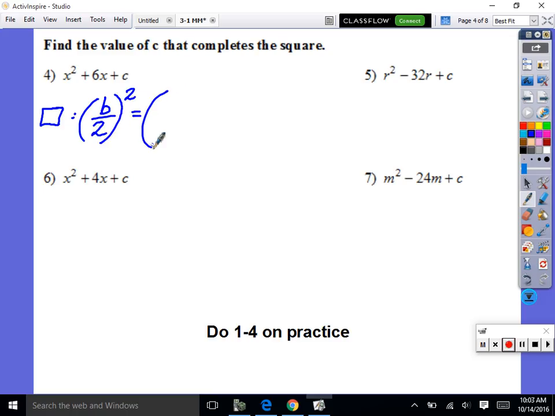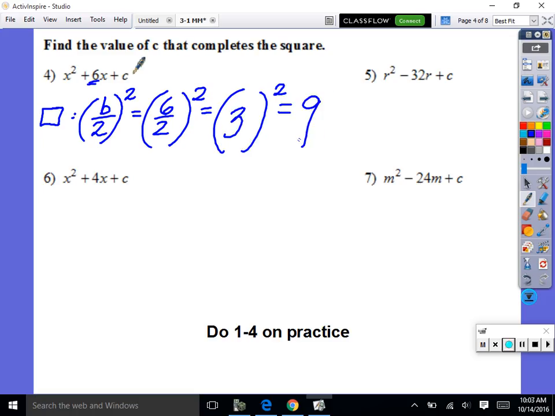So let's show our work. What's b in this one? 6, right? b is what's with x. So we're doing 6 divided by 2, squared. What is 6 divided by 2? It's 3. 3 squared is 9. So we're adding our square. So we're adding 9. So c would be 9.